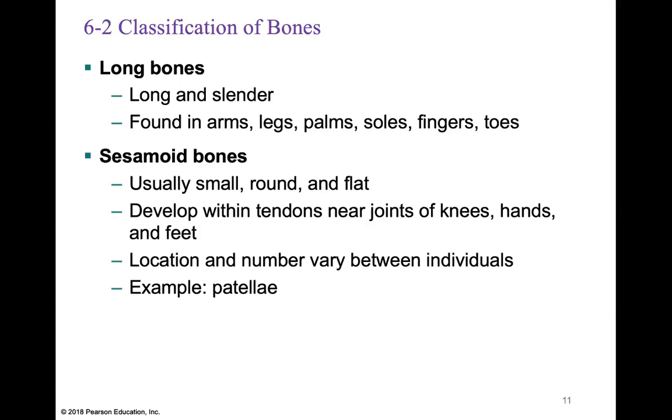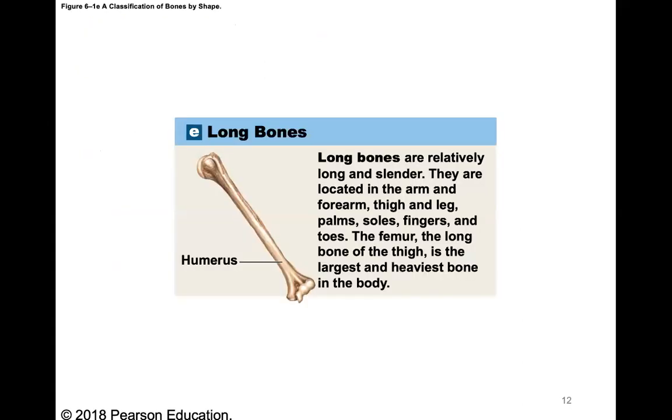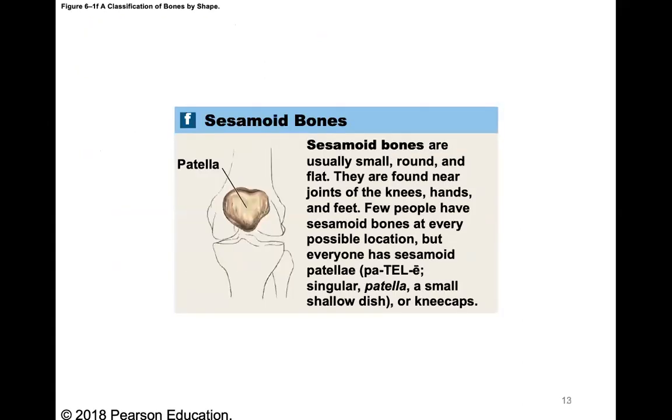Long bones, these are long and slender. They are found in the arms, legs, palms, soles, fingers, and toes. And then the sesamoid bones, these are usually small, round, and flat. They will develop with tendons near joints of knees, hands, and feet. The location and the number can vary between individuals. For example, the patella. Here's an example of a long bone, okay, and then the sesamoid bone.